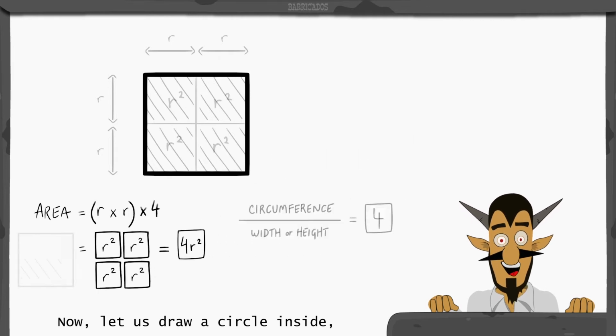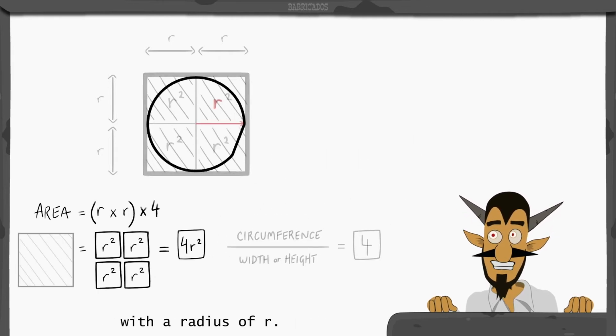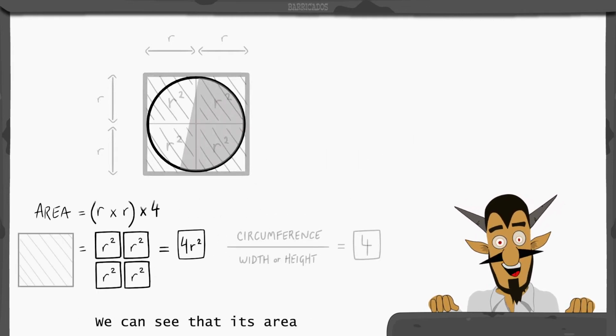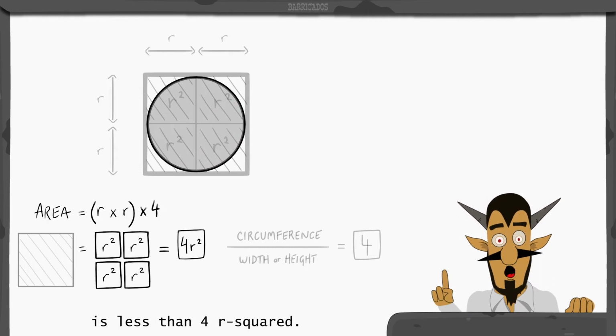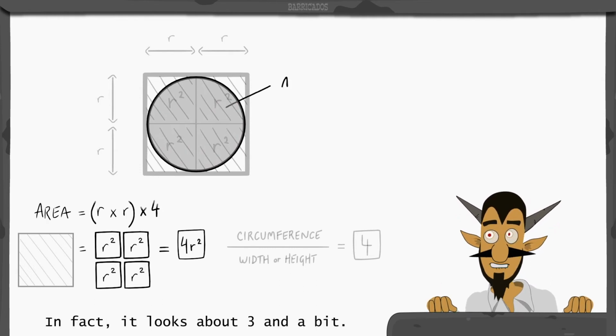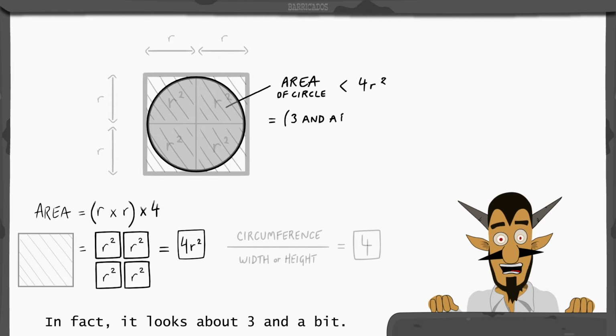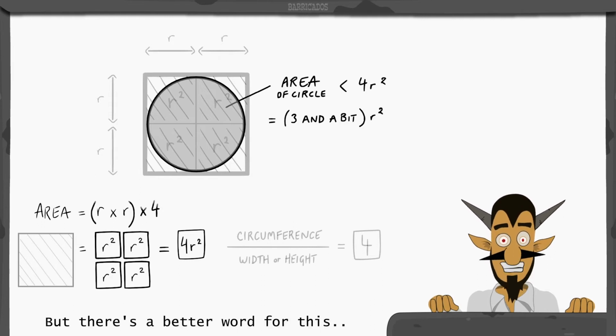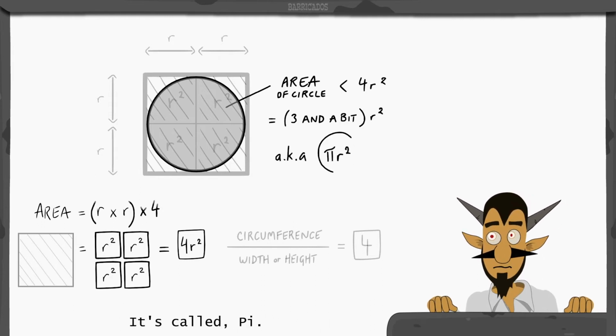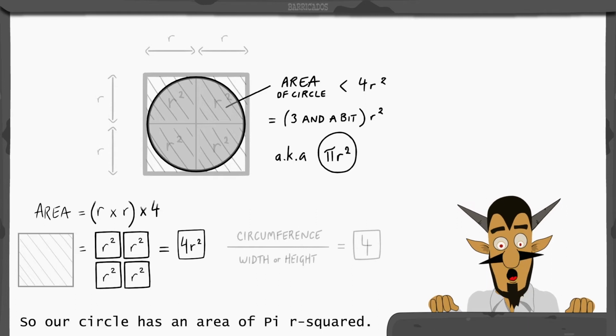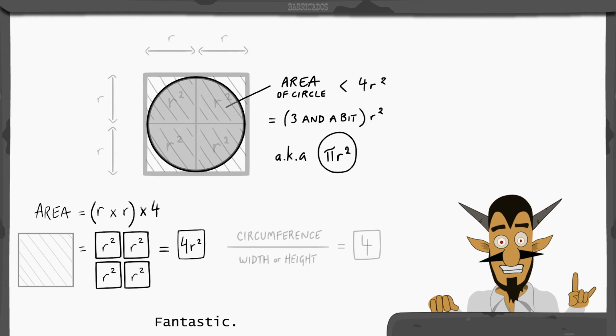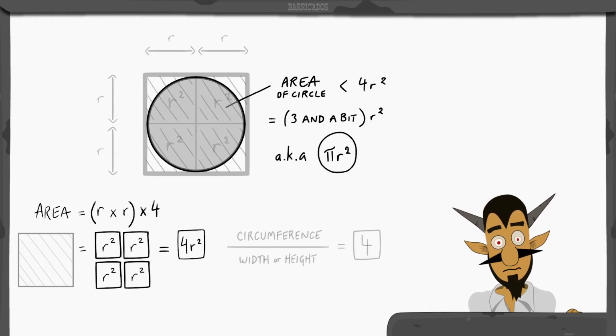Now, let us draw a circle inside, with a radius of r. We can see that its area is less than 4r squared. In fact, it looks about 3 and a bit. But there's a better word for this. It's called pi. So our circle has an area of pi r squared. Fantastic. So what is pi exactly?